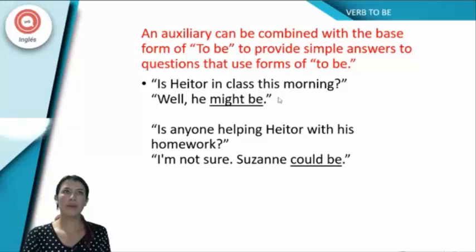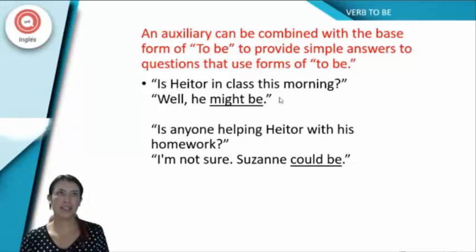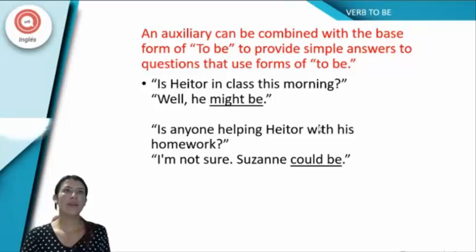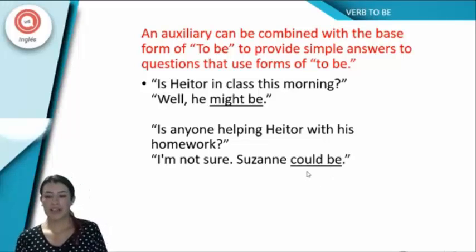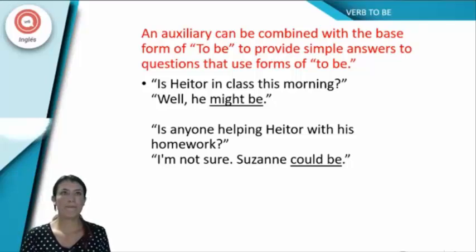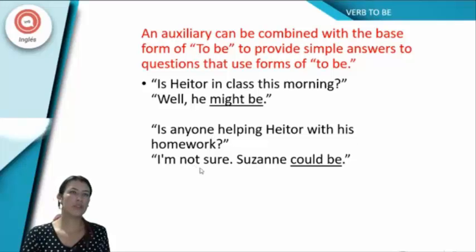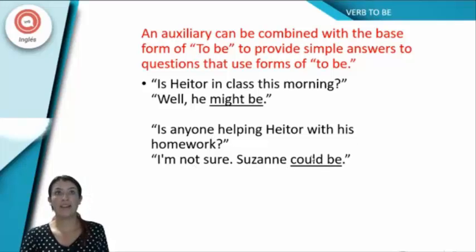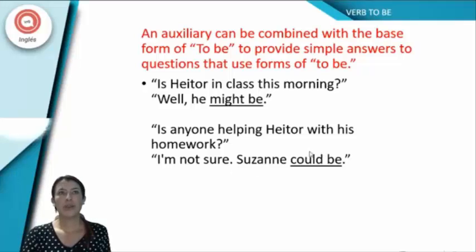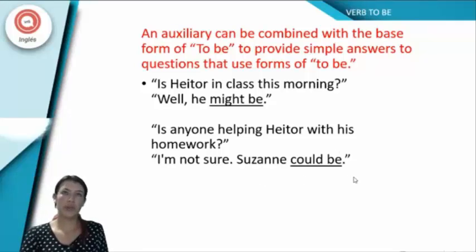It's a correct answer, and this is an auxiliary verb completed with verb to be. Why with verb to be? Because, again, we are talking about existential. Is anyone helping Heather with his homework? I'm not sure. Suzanne could be. Yeah? If we will say this in Spanish, we will say, for example, ¿está alguien ayudando a Héctor con su tarea? No estoy seguro. Susana podría estar. En español nosotros podríamos decir el podría sin el estar. Susana podría estar ayudándolo, ¿no es cierto?